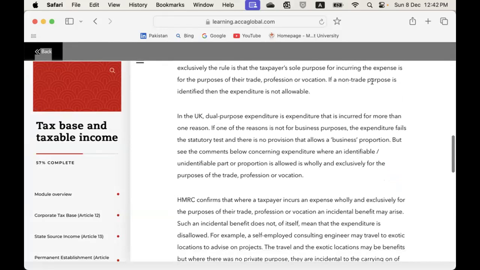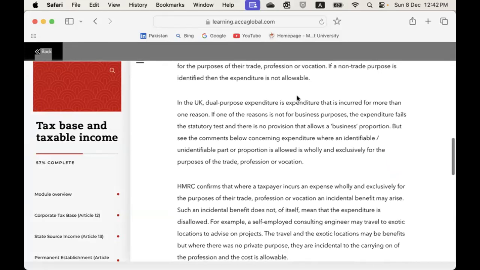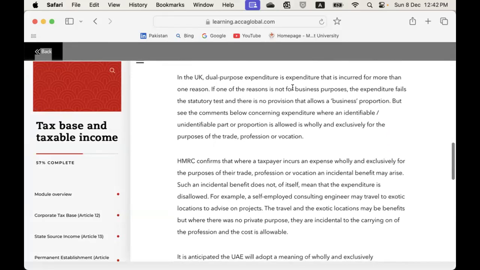If a non-trade purpose is identified, then the expenditure is not allowable. In the UK, dual purpose expenditure is expenditure that is incurred for more than one reason. If one of the reasons is not for business purpose, the expenditure fails the statutory test, and there is no provision that allows a business proportion. Wow, that is very harsh. So if one of the reasons is not for business purpose, the entire expense goes for a toss.